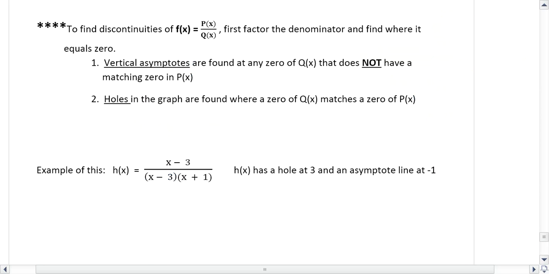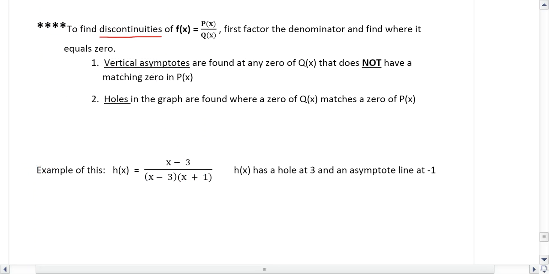Okay, once again to review the points of discontinuity. Anywhere that the denominator is 0 is a problem. It's either going to be an asymptote or a hole. So first we need to find all the values where the denominator is 0. And then we have to do some comparing. So I took our example and I went ahead and factored the denominator, and this is what it looks like. So we have 2 points of discontinuity. We have a positive 3 and a negative 1.